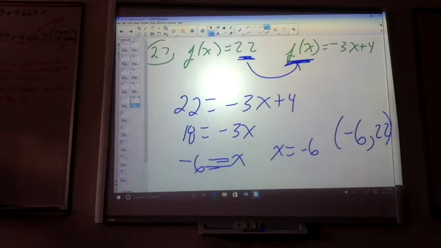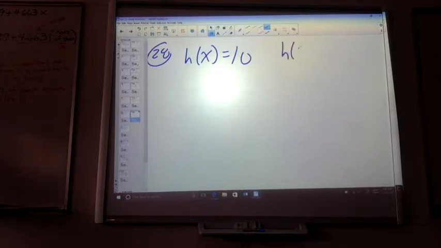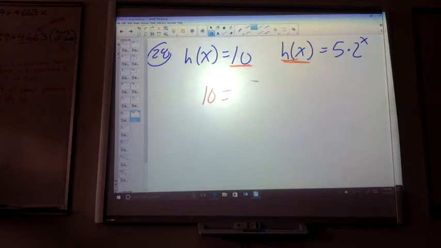Problem number 28. I want you to find, they tell you that h at x is equal to 10. So our h at x equation is 5 times 2 raised to the x power, which is an exponential function. Being that h at x is equal to 10, I'm going to plug that in right there. So I get 10 equals 5 times 2 raised to the x.